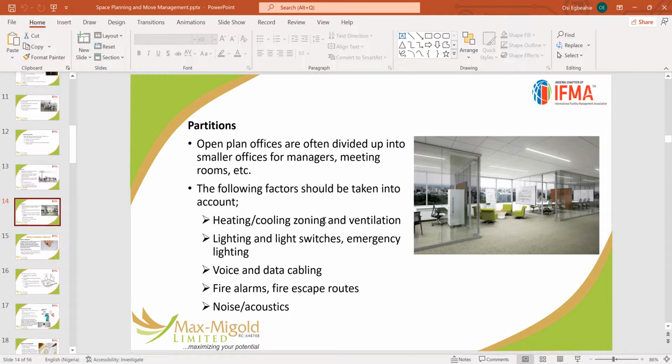One, the heating and cooling zones and ventilation. That's very important. You know exactly what to do and how to do it, as it were. It depends on how that is being managed. Also, you look at the lighting and light switches, emergency lighting system. Look at voice and data cabling. Look at fire alarm and firefighting routes.